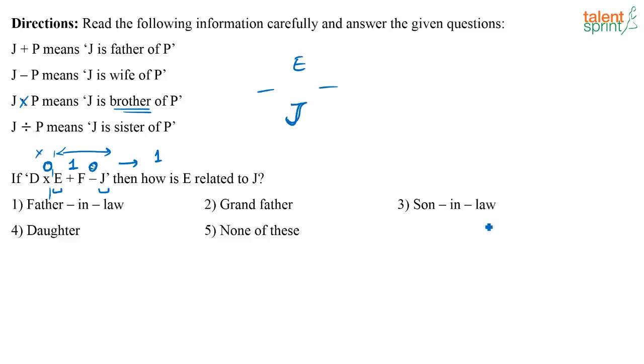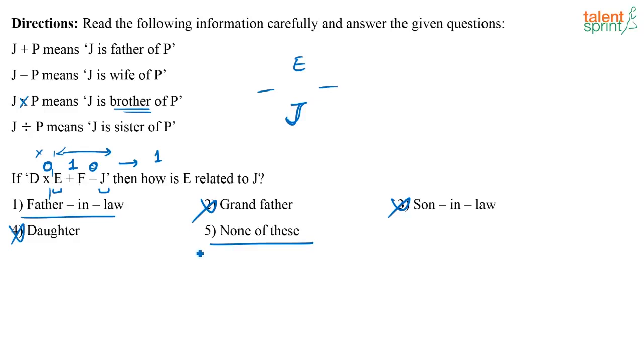Now, if you look at the options, the question is, how is E related to J? E cannot be the daughter of J. E cannot be the grandfather of J. Similarly, E cannot be the son-in-law of J. So, based on the options, either the answer has to be father-in-law or it has to be none of these.